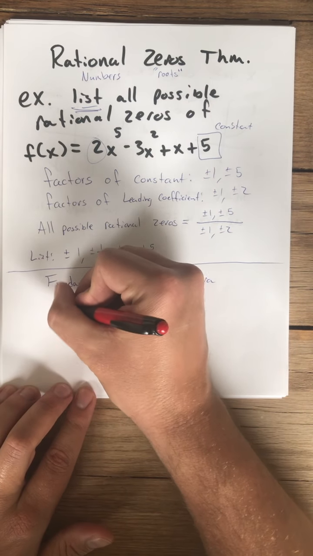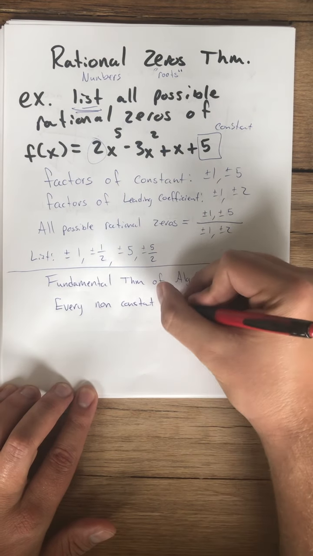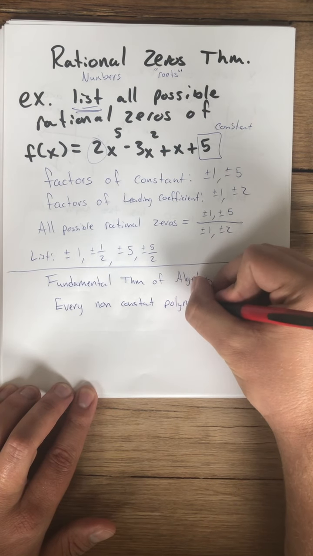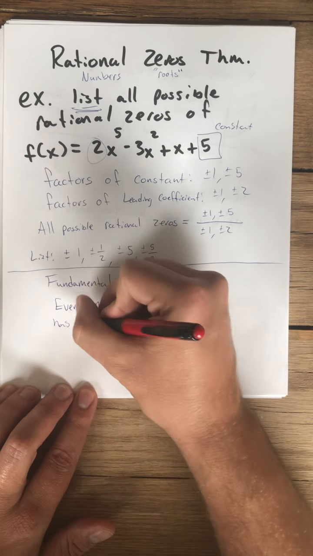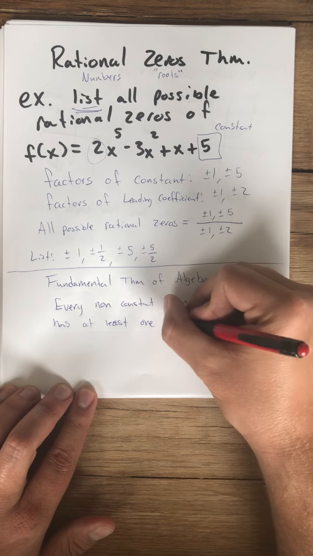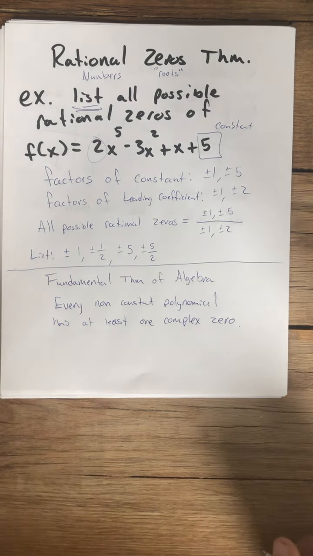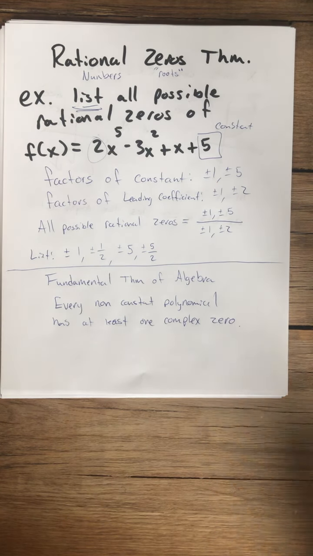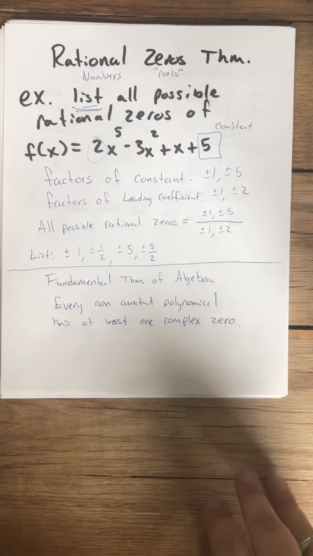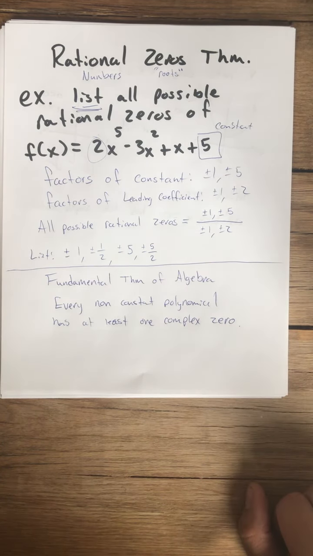So every non-constant polynomial has at least one complex zero. So remember that all numbers are complex numbers, so a plus bi is a complex number. We just say it's a real number if in a plus bi, b is 0. So 5 is a complex number because it's 5 plus 0i.